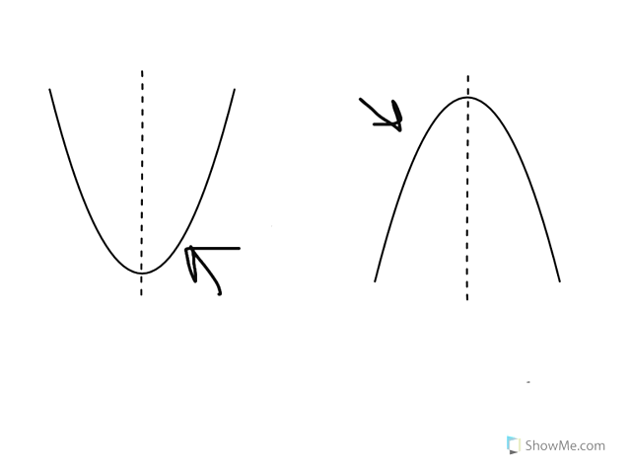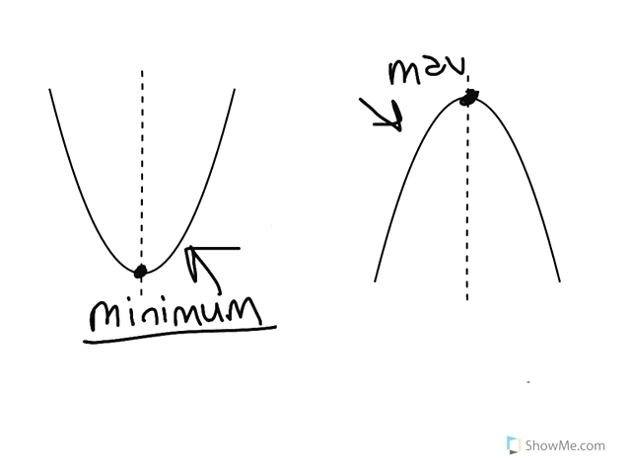In the left side case, the vertex marks more than just the point where this axis of symmetry intersects the parabola. It also marks the minimum value of the function. Whatever the y-coordinate is of that point will be the minimum of the function. Conversely, in the second parabola, the vertex marks the maximum, because that is the highest value that the function will take on. The y-coordinate of that vertex is the maximum value of the function.